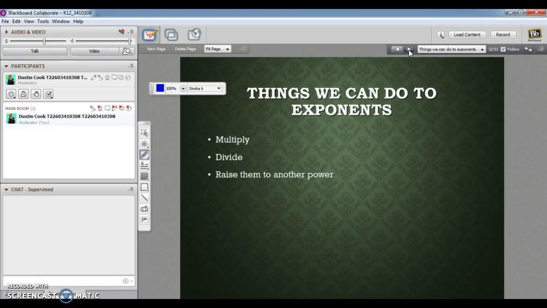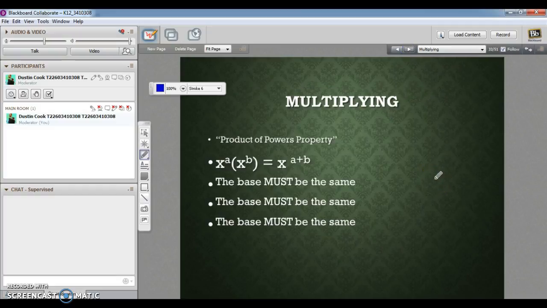You can multiply them, you can divide them, and you can raise them to another power. So when multiplying, we call this the product of powers property, which basically just says x to the a times x to the b is x to the a plus b. And I know that's a bit of a mouthful, but really this portion here is what you should be looking at, a plus b. So if this was a 1 and that was a 4, then we would have x to the 5th, because 1 plus 4 is 5.